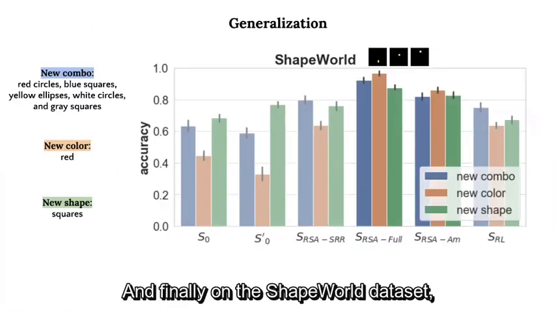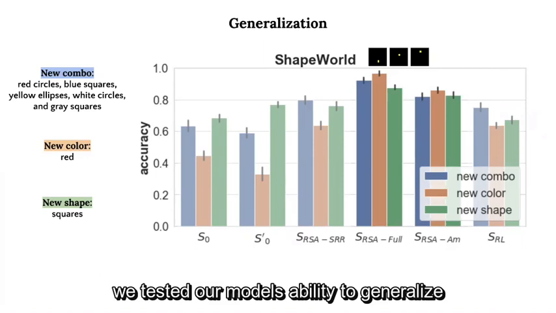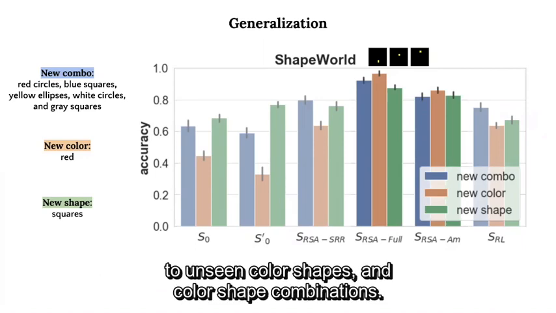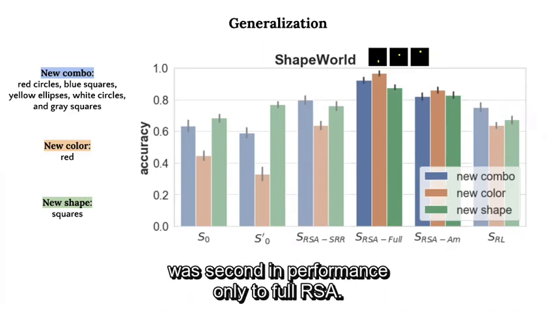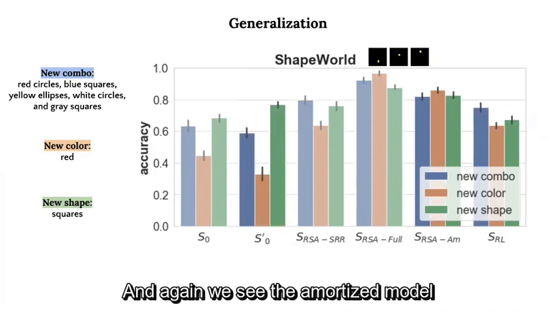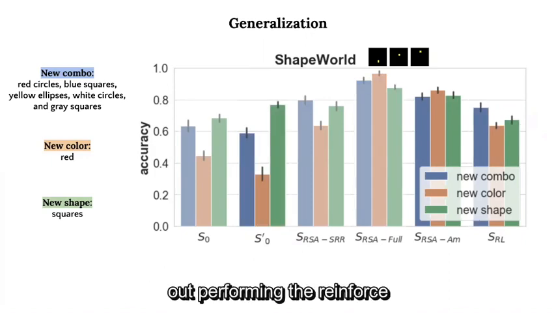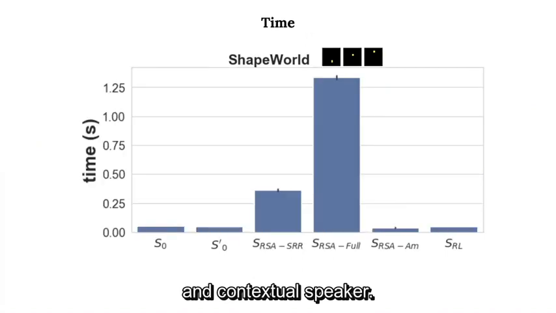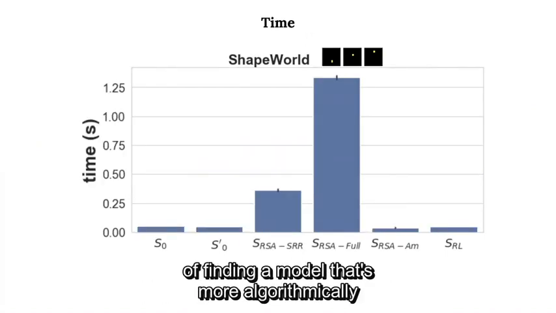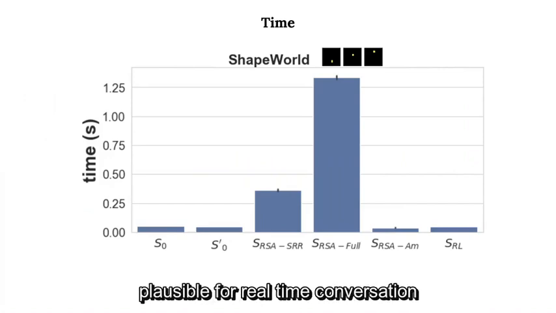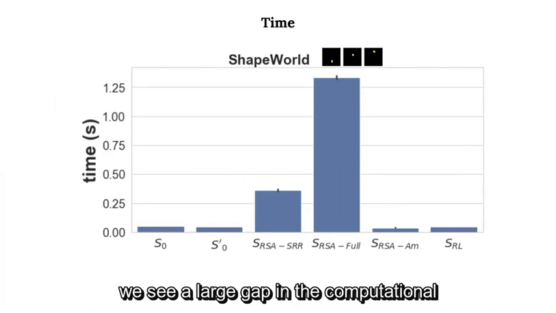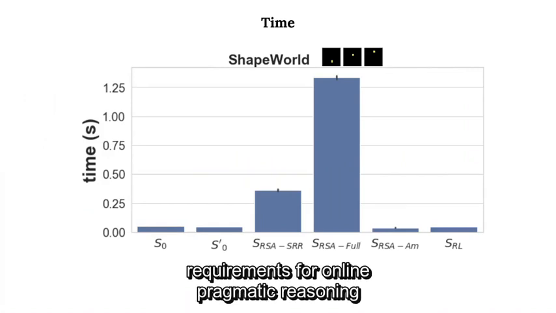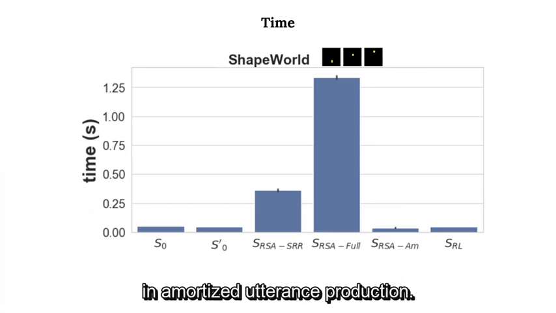And finally, on the ShapeWorld dataset, we tested our model's ability to generalize to unseen color shapes and color shape combinations. And here we found that the amortized model was second in performance only to full RSA. And again, we see the amortized model outperforming the reinforced and contextual speaker. But coming back to our motivation of finding a model that's more algorithmically plausible for real-time conversation, where there's limited time and resources, we see a large gap in the computational requirements for online pragmatic reasoning and amortized utterance production.